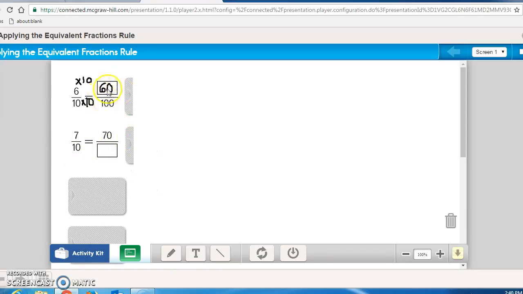Again, 10 and 7 and 70. Well, this looks a little bit different, but really you're doing the same thing. You're asking yourself, how did the numerator 7 become 70? Well, all you did was multiply it by 10. So whatever I do to the numerator, I do to the denominator. So what's 10 times 10? 100.